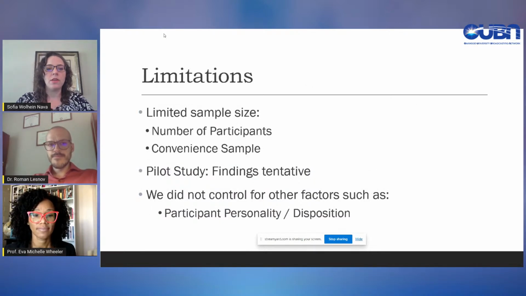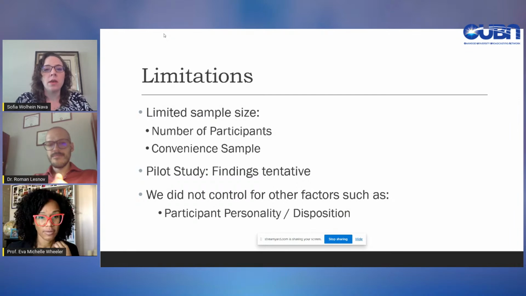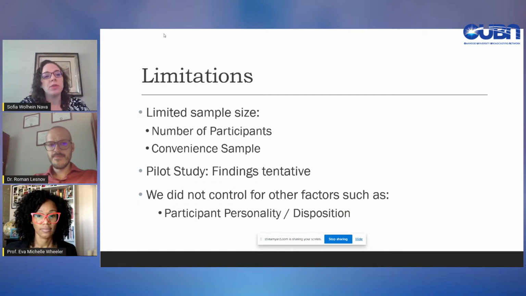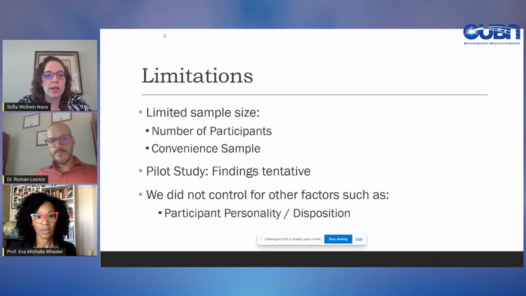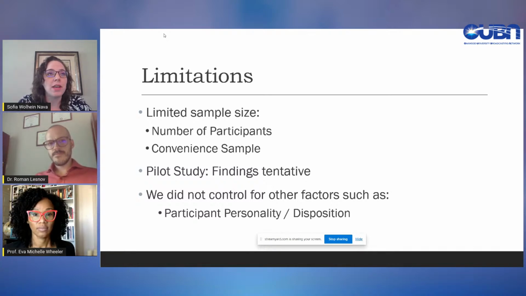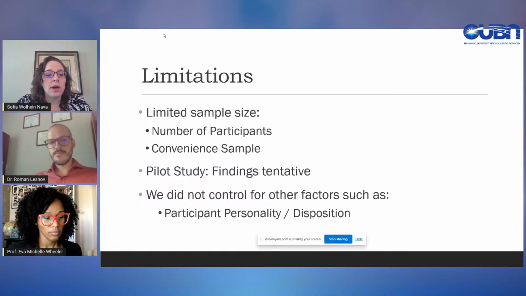Thank you so much, Eva, and thank you so much, Roman, for explaining the results. So we accept that we have limitations in our research study. The most important one being our sample size. We have a small number of participants, and they reflect a convenience sample, meaning that they were not a randomized sample. This is also a pilot study, so the findings and the results are tentative.